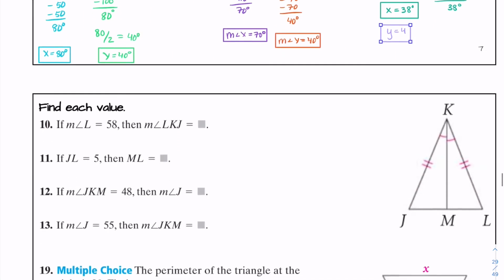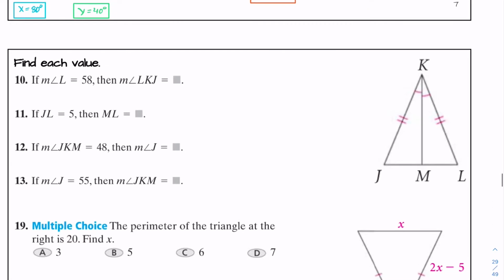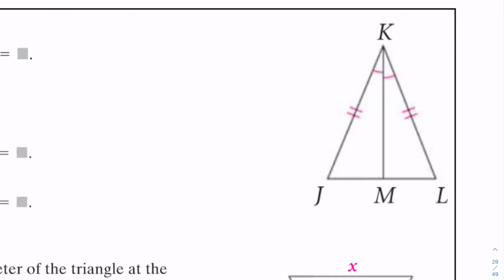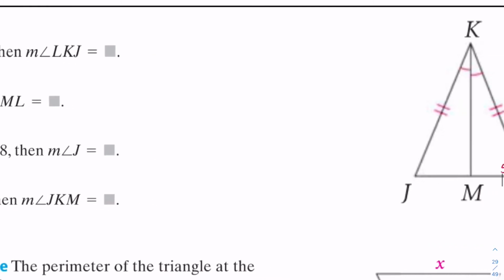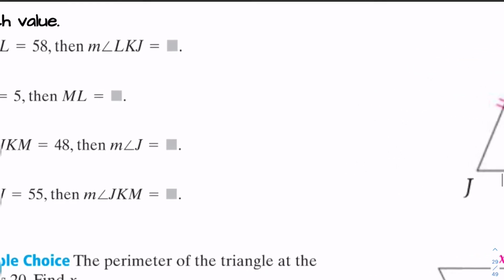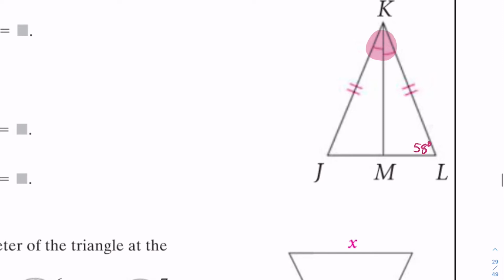All right, let's find each value here. If the measure of angle L is 58 degrees, so here's measure of angle L is 58 degrees. Find LKJ. So LKJ is this whole angle K right here. Okay, so we want this whole angle right there. Yep. So that would make this one 58 degrees because it's an isosceles triangle, so opposite angles are going to be congruent.